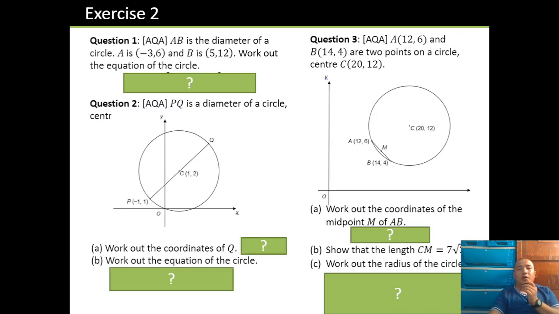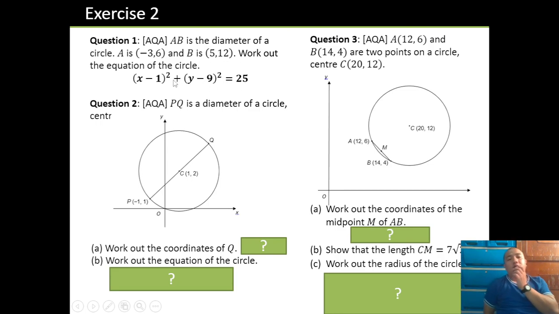Next, exercise 2. AB is the diameter of circle A. A is (-3, 6), B is (5, 12). Work out the equation of the circle. Okay, so the center is the midpoint, (1, 9). Yes, (1, 9) is the center while the radius is 5. So the equation is (x - 1)² + (y - 9)² = 25.